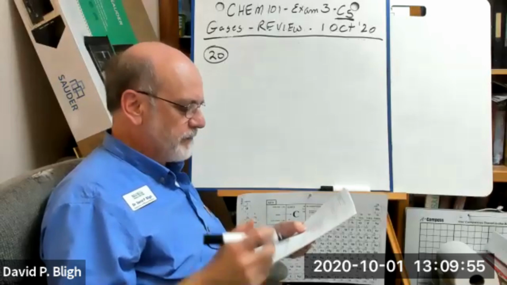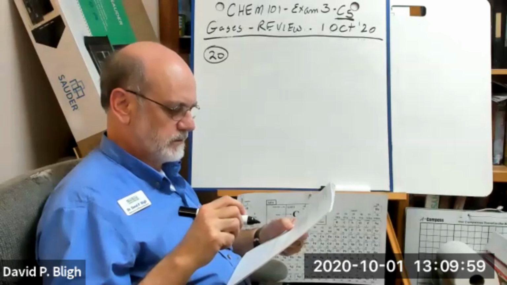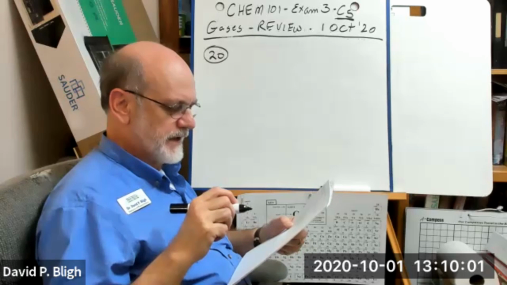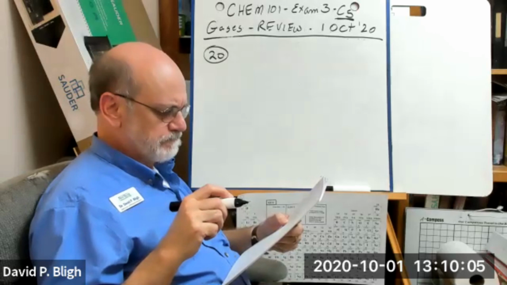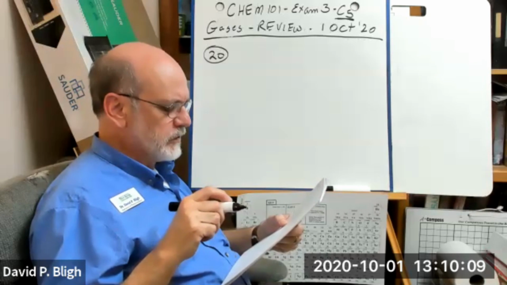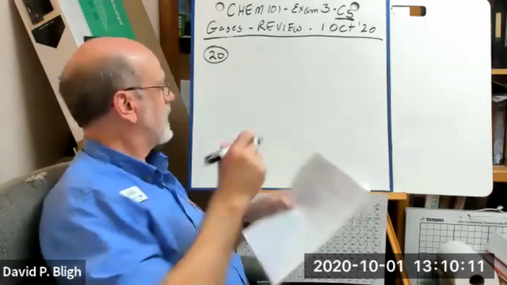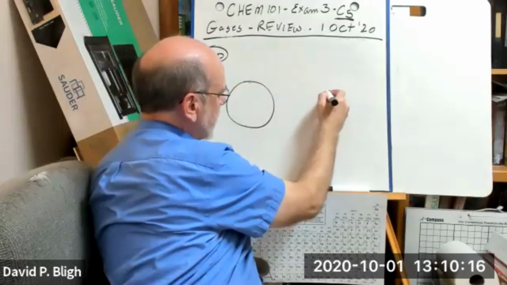So let's read the problem. You're holding 2 balloons, an orange balloon and a blue balloon. Let's see. Before I draw the picture, let's look at what's the size. The orange balloon is twice the volume of the blue. Okay, so the orange balloon, put it over here, is twice the size of the blue balloon.